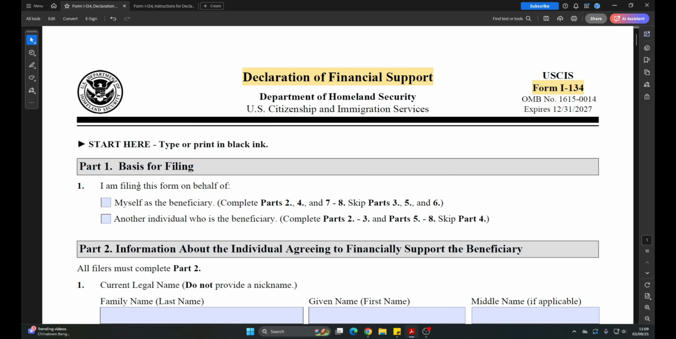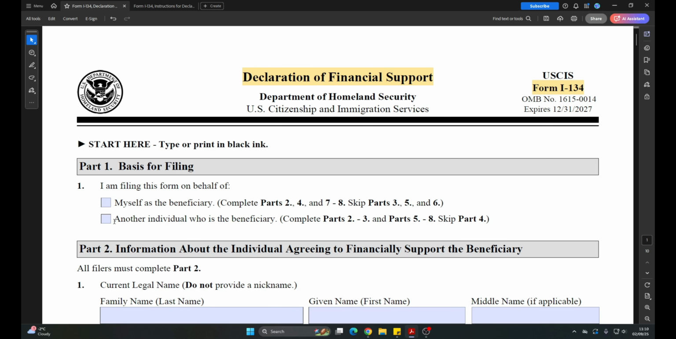So in part 1 of the form, you must first identify why you're filing this form. So if you are filling out this form as someone who applied for a tourist or a student visa and the Department of State is asking you to fill out this form to prove to them that you are able to financially support yourself for the duration of your visit to the United States, then you would check the first box. This could also apply for diversity visa applicants.